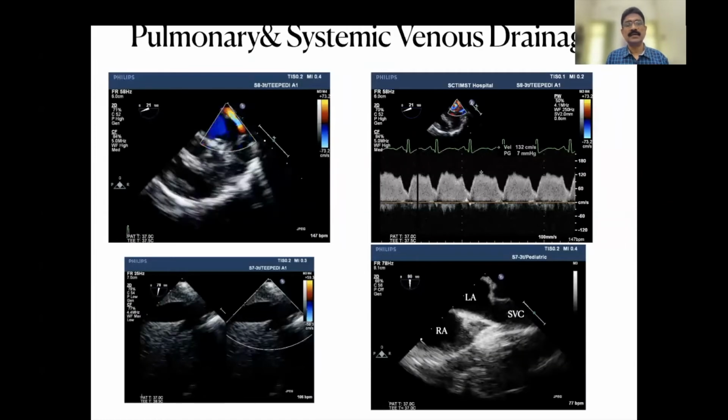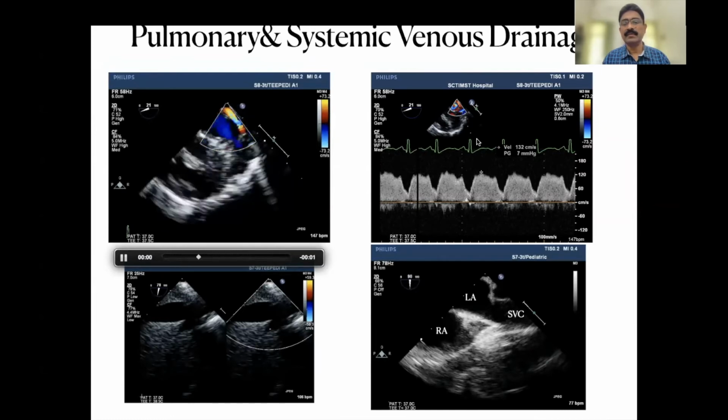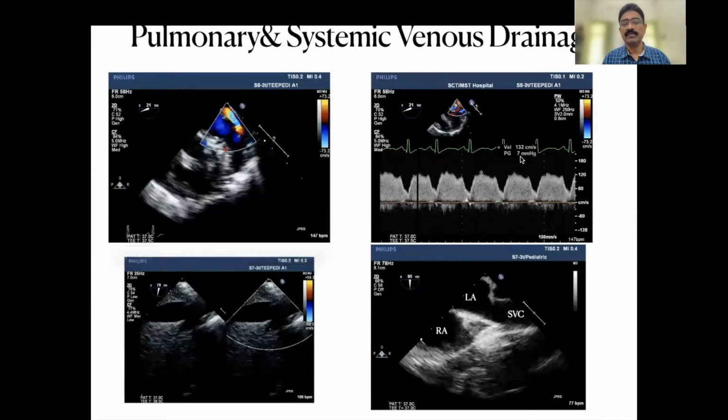Next, or anytime when you're doing the examination, you should look at the pulmonary and systemic venous drainage, unlike in adults. For example, if you look at this patient looking at the left upper pulmonary vein, there is a turbulence there, and there's a pressure gradient of 7. This was notified to the surgeon.